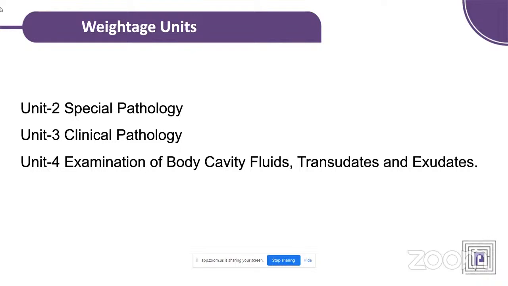Here are the weightage units in which more frequently asked questions come from. These 2, 3, 4 units are very important, so more questions are asked from these units. Those are Unit 2 Special Pathology, Unit 3 Clinical Pathology, and Unit 4 Examination of the Body Cavity Fluids, Transudates and Exudates. These are the units you need to concentrate on more than other units.